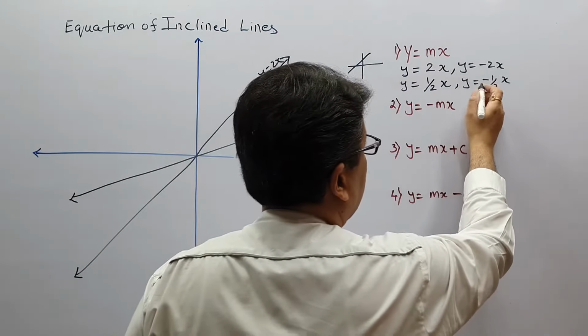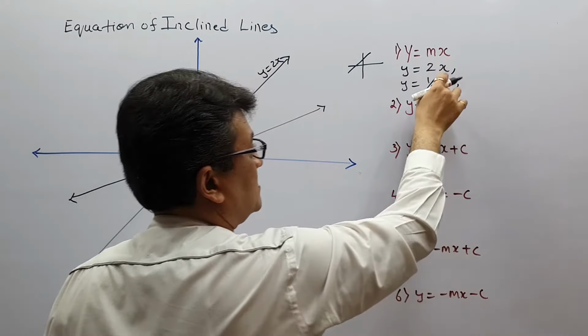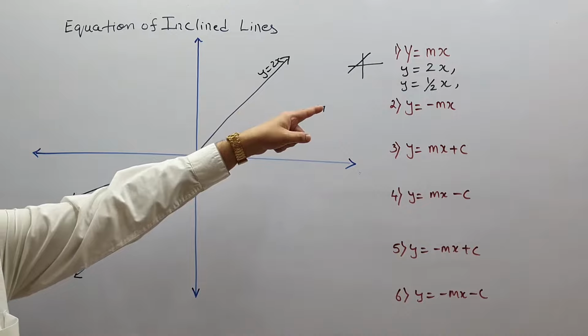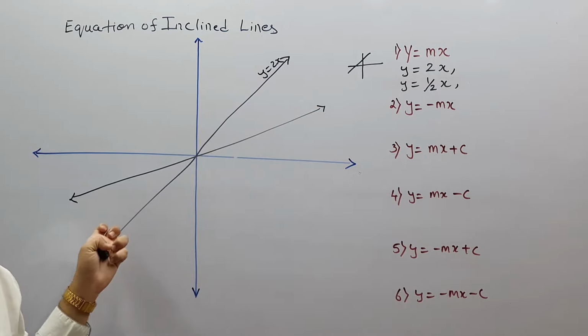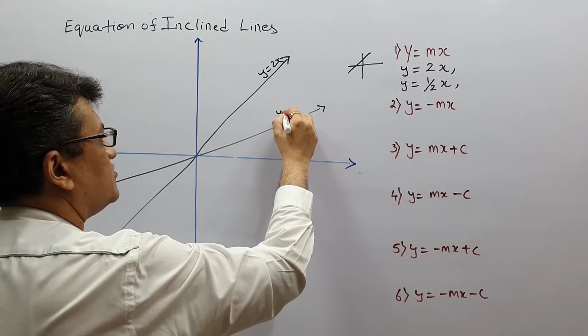I'm so sorry, I should say that this is coming over here, minus mx. I'm so sorry, bacha, this is plus and this is minus. So minus is coming now. So anything y is equal to plus mx, it always has to be from first quadrant to third quadrant. Always. Right? So this is y is equal to half x.